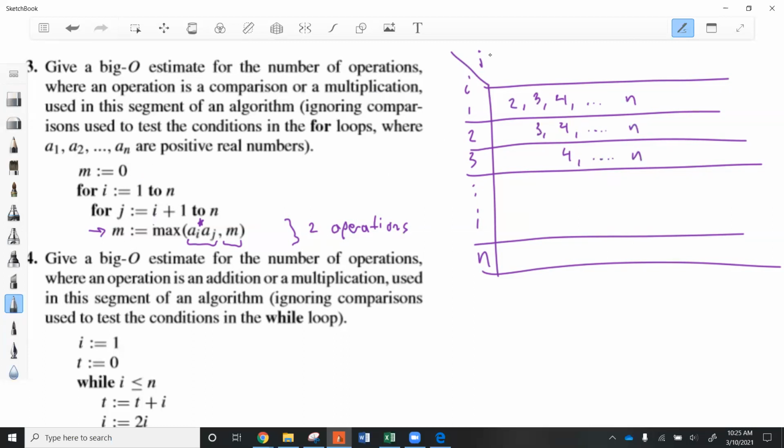And when i equals n, j goes from n plus 1 to n, which doesn't make any sense. I feel like that's a bug in the code. Like somebody made a mistake. When i is n minus 1, you get to n, right? Because j starts at n minus 1 plus 1, which is n, and stops at n. So it's just n to n, just one option. And then when i gets to n, it breaks, doesn't it? What do you mean? Break as in like an error or something, right?